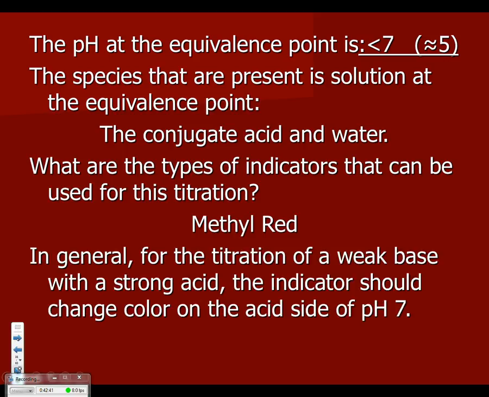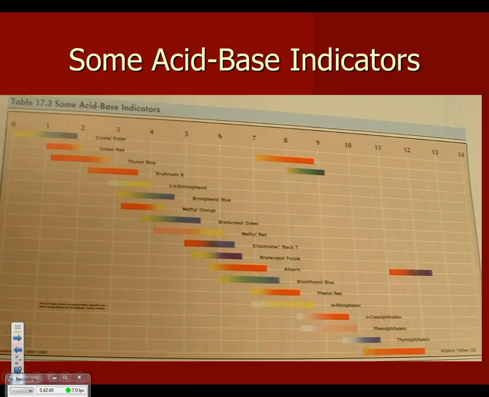Okay? In general, for titration of a weak base with strong acid, the indicator should change color on the acid side of 7. So there's a big list of all the different kinds. They might give you something like that and say, okay, which one would be the best one to use for this titration? Now, if you look at this one right here, it's really hard to see the color change, right? So you've got to know, is it a color change that's going to be really easy to see? That's clear to yellow. That one's a hard one to see too when you're in lab trying to see clear to yellow.